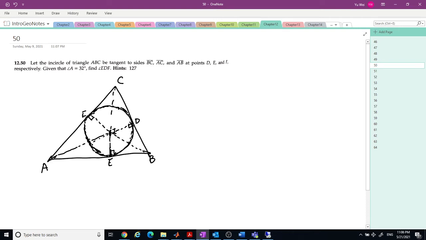This line is the angle bisector. Given that A is 32 degrees, so this is 16 degrees, and this is 16 degrees. We try to find the angle EDF, okay? We try to find the EDF.